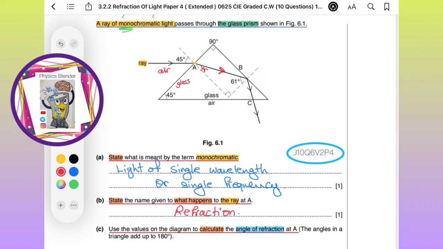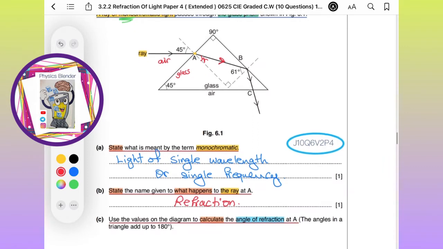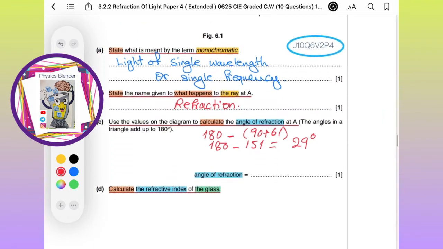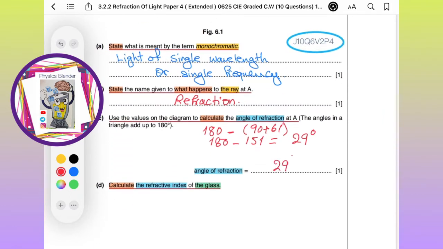Use the values on the diagram to calculate the angle of refraction at A. Your mathematical skills: this angle is 90, and the interior angles of the triangle add up to 180. So this angle is 180 minus (90 plus 61), so 180 minus 151, the answer is 29 degrees. So you have to write in the space here 29 degrees.